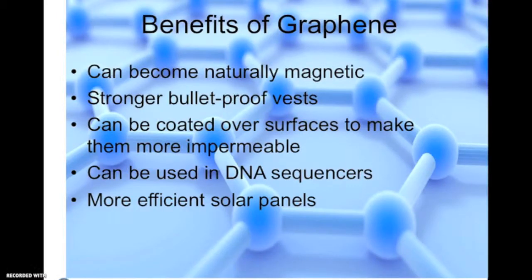Some benefits of graphene include that it can become naturally magnetic. This is useful in the production of computer chips. It also can be used to build stronger bulletproof vests, and it can be coated over any surface to make them more impermeable. And graphene can be used in DNA sequencers, and it can be used to build more efficient solar panels. But this is child's play for graphene.